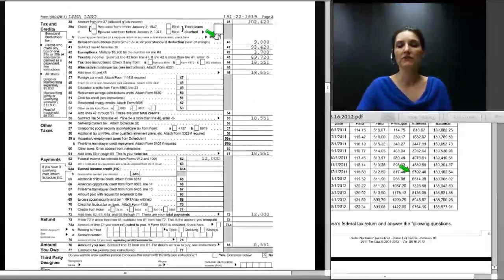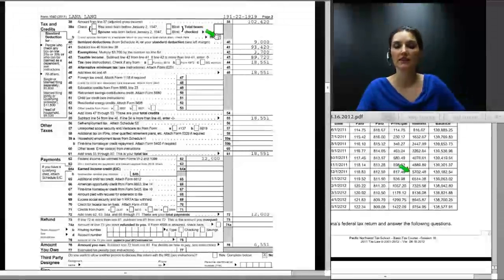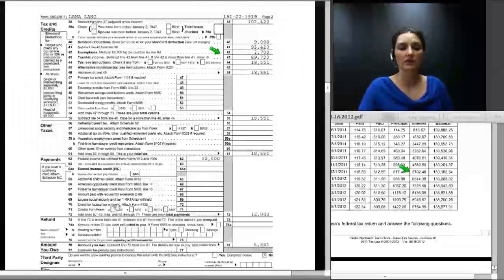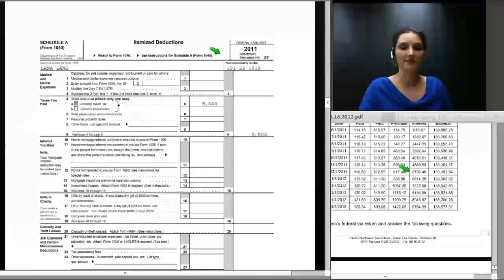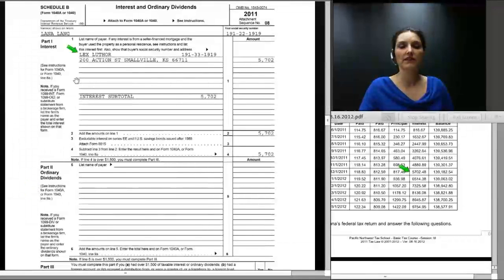On page 2 of Form 1040, her itemized deductions for income taxes paid to the state is $9,000. She has a $3,700 exemption deduction, and of course we need to move on to some other forms before we talk much more about her 1040. On the Schedule B, we've identified Lex Luthor as the payor of the interest, his Social Security number, his address, the amount of interest that he paid her, and that amount, of course, carried to line 8 on Lana's 1040.